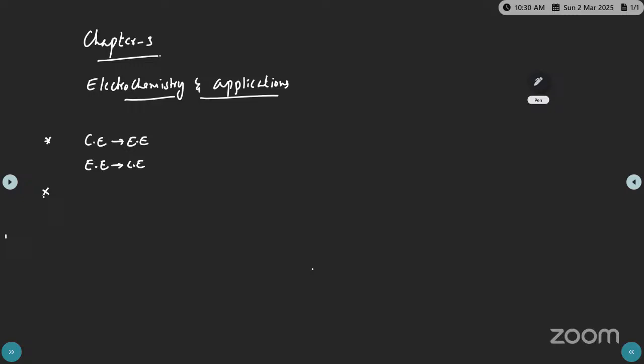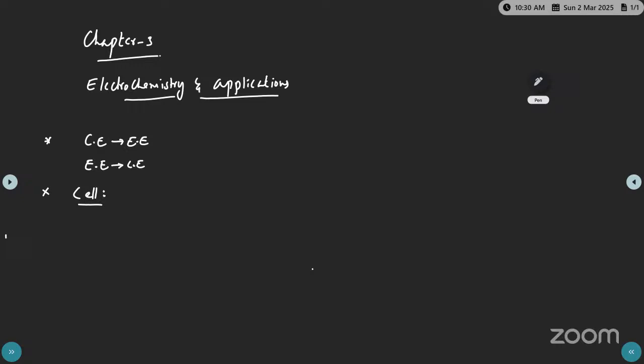So to convert chemical energy into electrical energy or electrical energy into chemical energy, that process requires a device, and that device is known as a cell. So what is a cell? A cell is a device which converts chemical energy into electrical energy and electrical energy into chemical energy. Based on that, the cells are classified into two types.